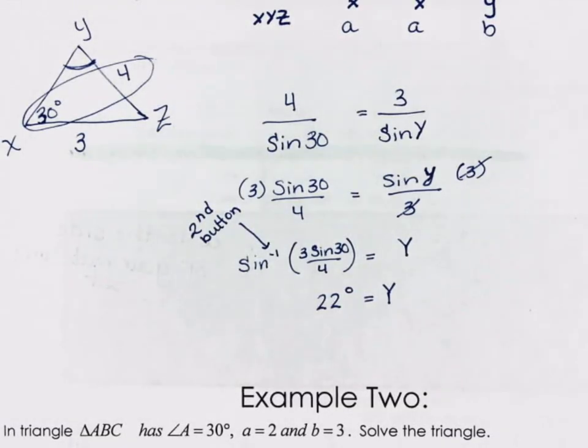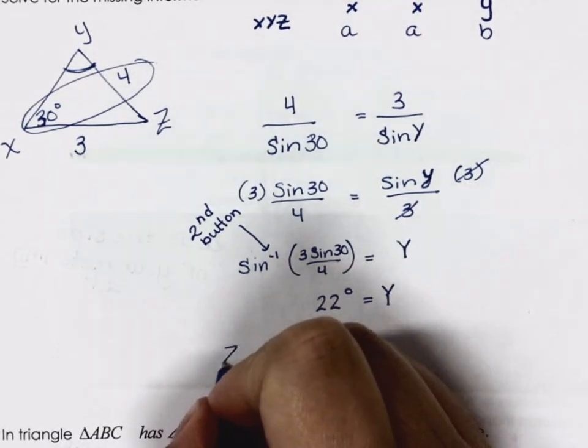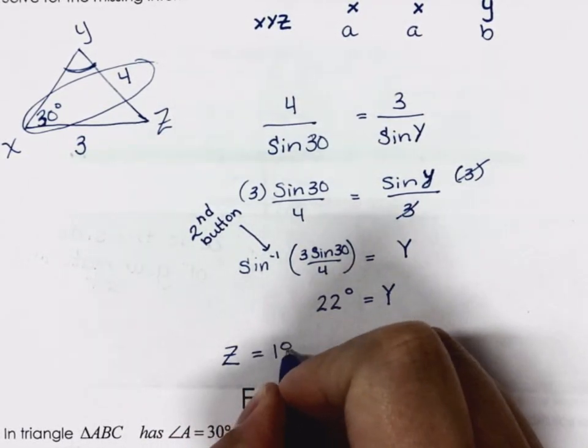Okay, so I solved for Y. Now what am I going to do? Well, now we can find angle Z due to knowing angle X and Y. So 180 minus 30 minus 22.